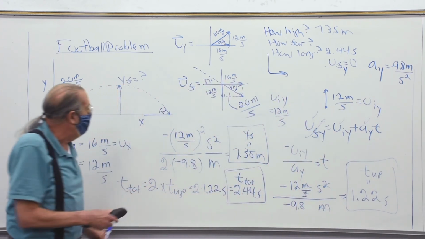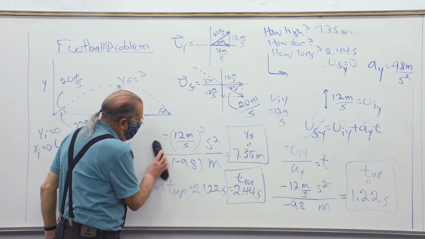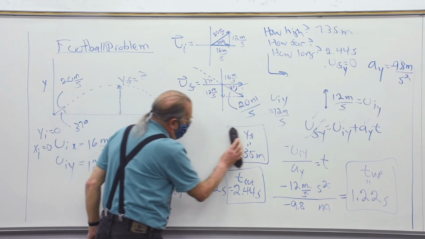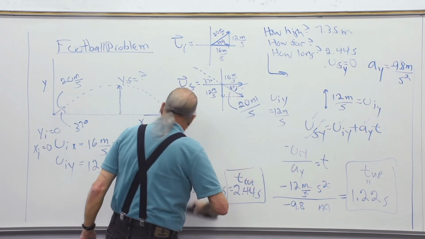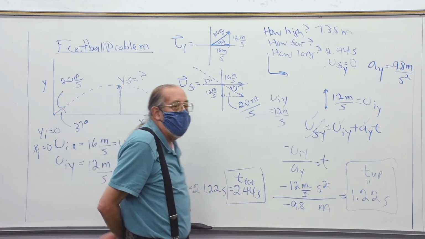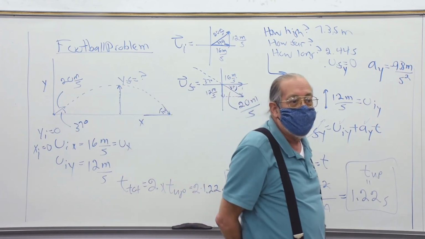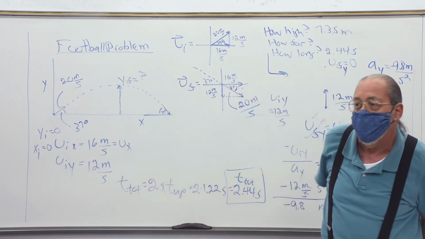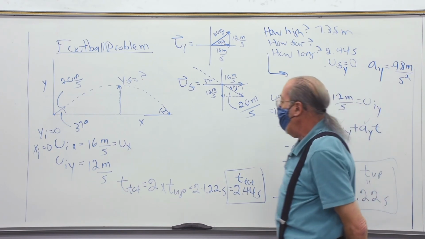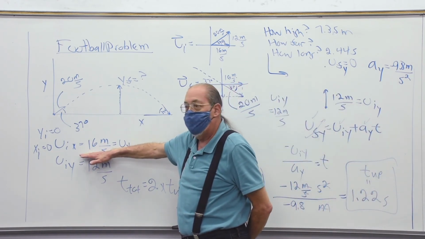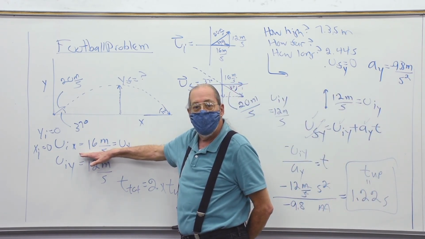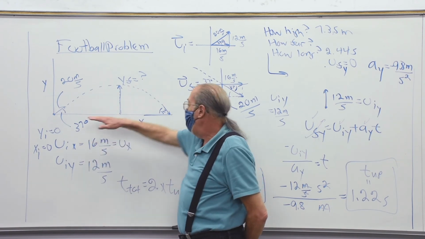How do we figure out how far it went? Who sees it? It was in the air for 2.44 seconds, and during that time it was moving horizontally at 16 meters a second. So how far did it go?